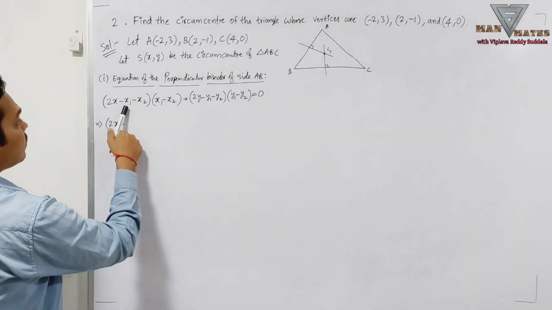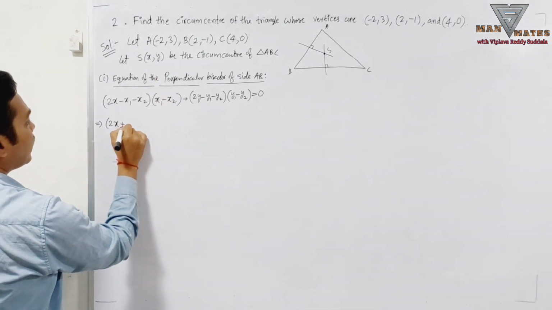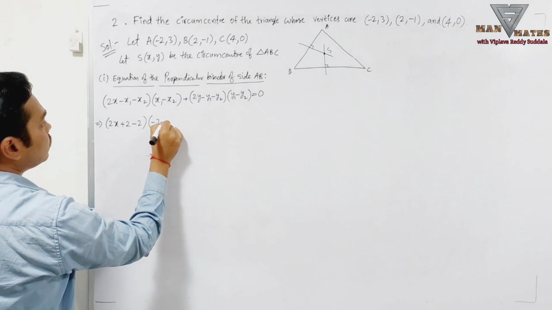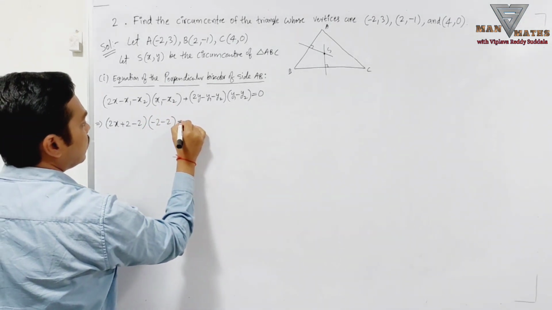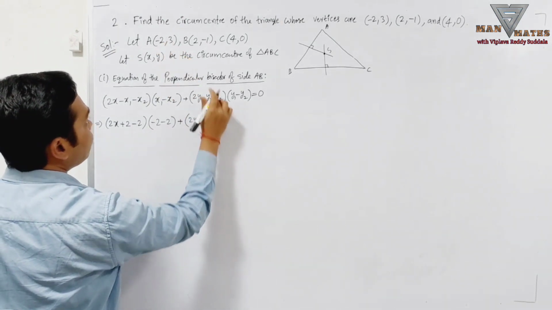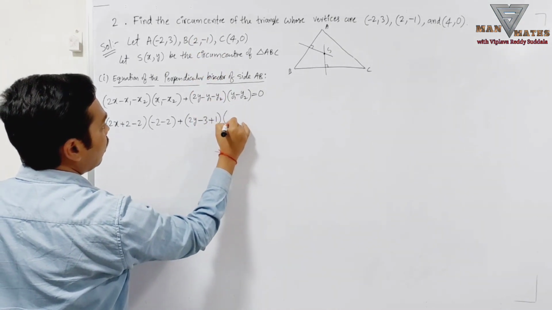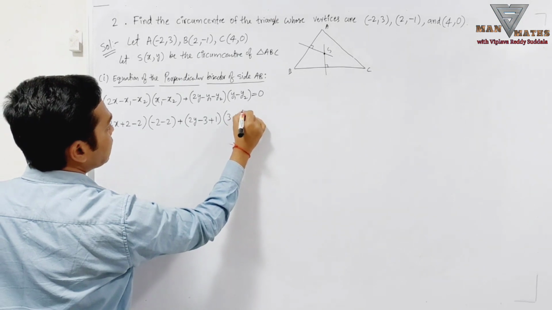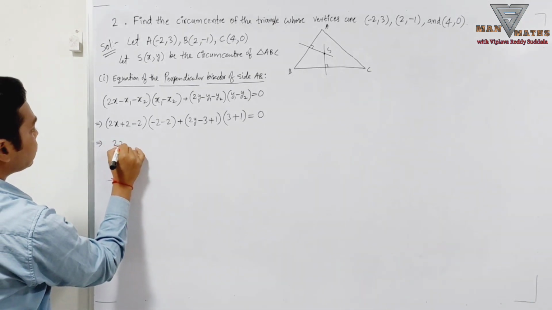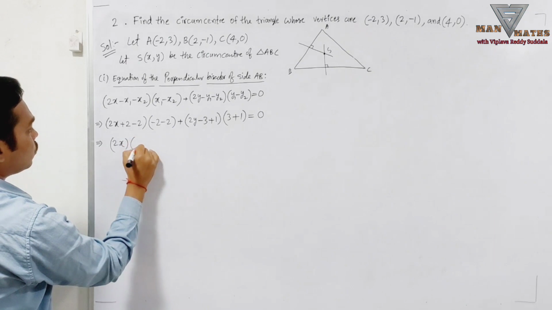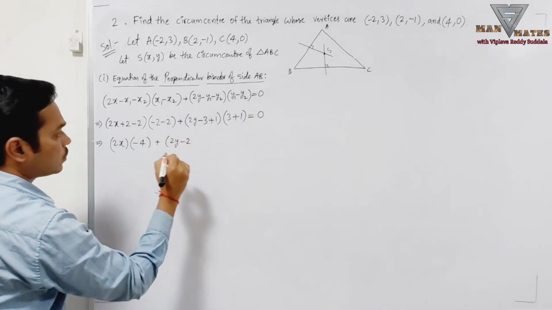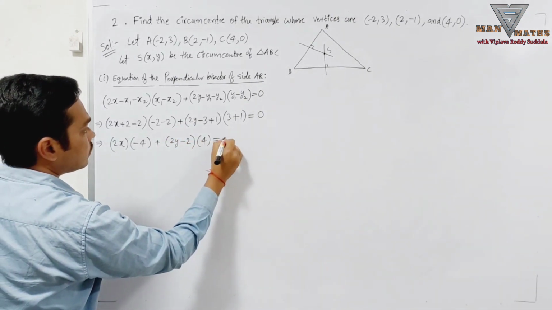2x minus x1 minus x2: x1 value is -2, minus of minus 2 means plus 2, minus x2 value is 2, times (-2 - 2), x1 value minus x2 value put here, plus 2y minus y1 value, which is 3, minus y2 value, which is -1, so minus of minus is plus 1, times (3 - (-1)), y1 minus y2 value. Equal to 0. Now simplify this equation: 2x plus 2 minus 2 get cancelled, into minus 4, plus 2y minus 3 plus 1, that into plus 4, equal to 0.